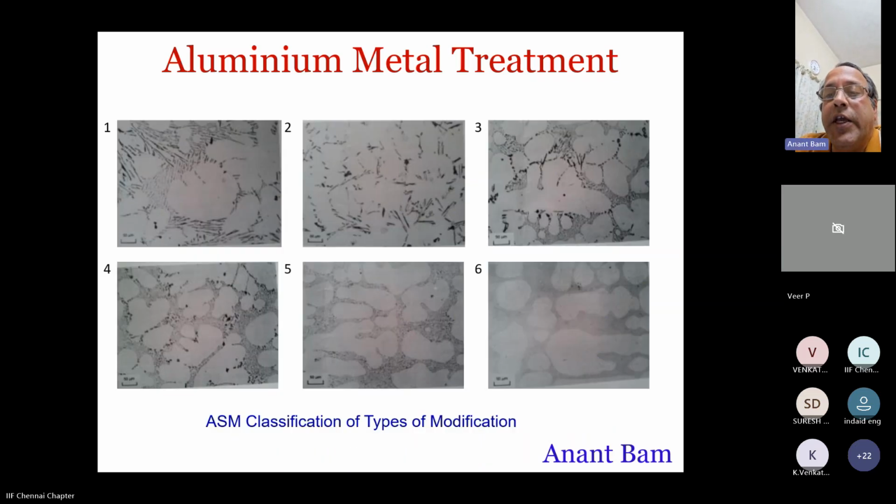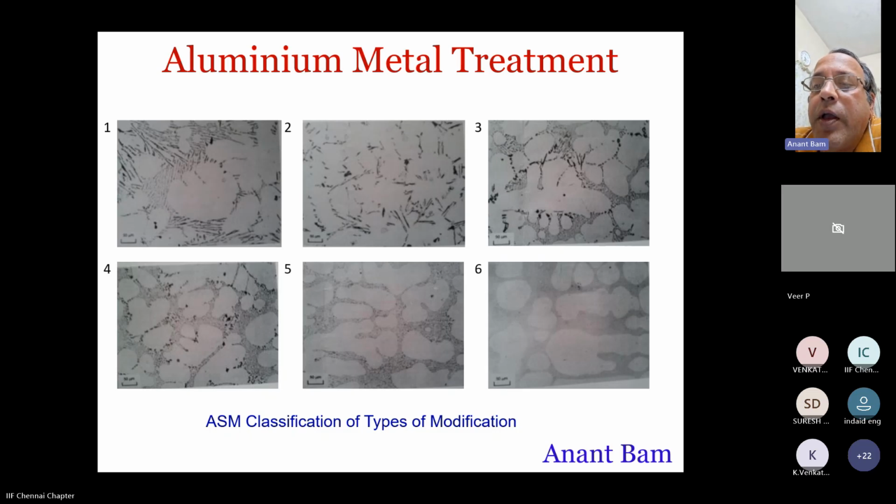Now this is taken from the ASM. So I must mention that it's not my property. ASM classification of types of modification. Type 1 is unmodified and type 6 is super modified. Usually in case of gravity die casting or LPDC or any other popular casting methods, type 3 is easily achievable. Type 4 requires some special care.